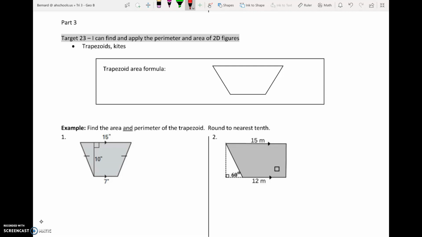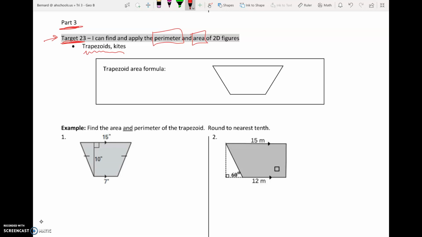Today we're still working through Target 23, and this is the part 3 section of notes for Target 23. Just like part 1 and part 2, we're going to do the same thing we've been doing. Again, learning target, still Target 23, so we're still finding perimeter and area of 2D figures, but today we're working with trapezoids and kites. Let's get right to it.